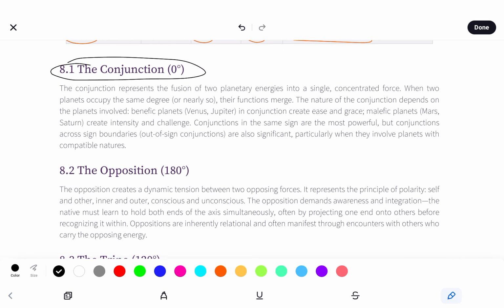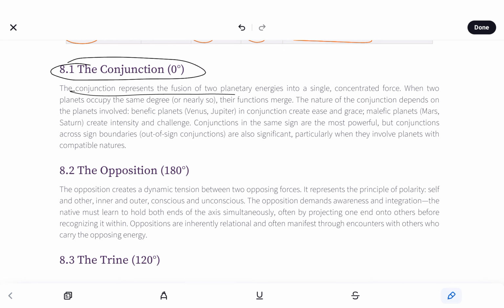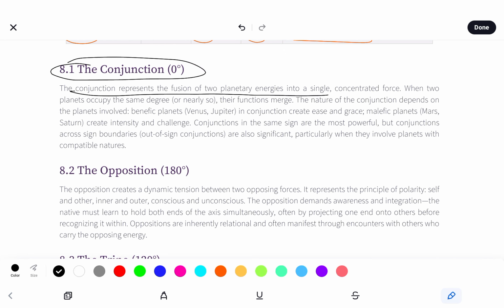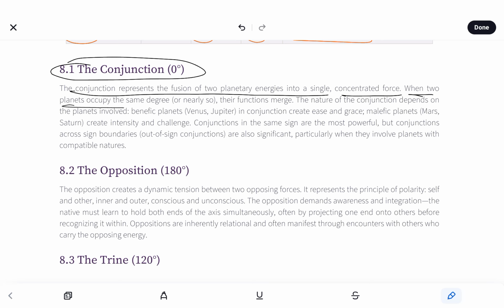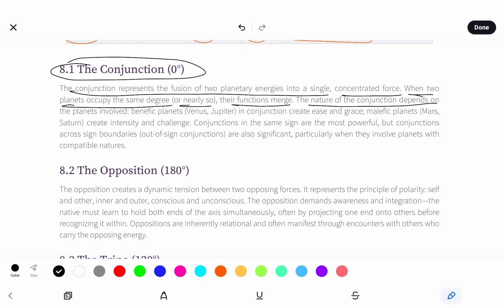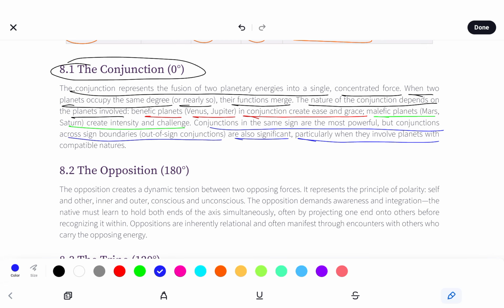So the conjunction, 0 degrees, represents the fusion of two planetary energies into a single concentrated force. When two planets occupy the same degree, or nearly so, their functions merge. The nature of the conjunction depends on the planets involved. Benefic planets, Venus and Jupiter, in conjunction create ease and grace, while malefic planets, Mars and Saturn, create intensity and challenge. Conjunctions in the same sign are the most powerful, but conjunctions across sign boundaries, out-of-sign conjunctions, are also significant, particularly when they involve planets with compatible natures.